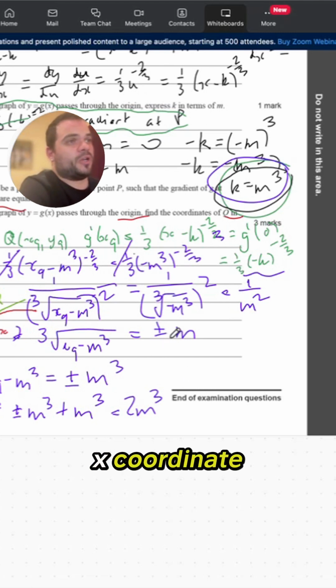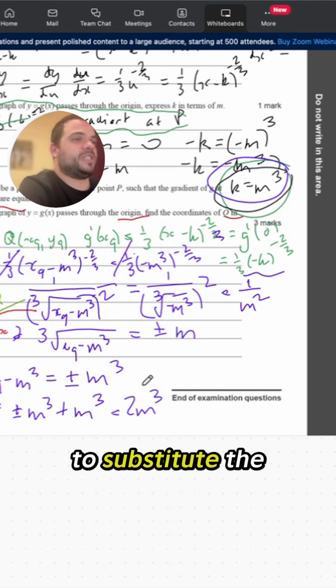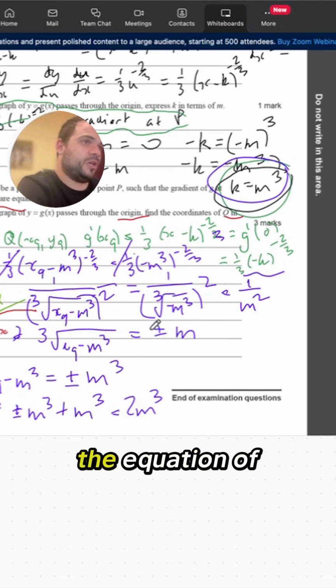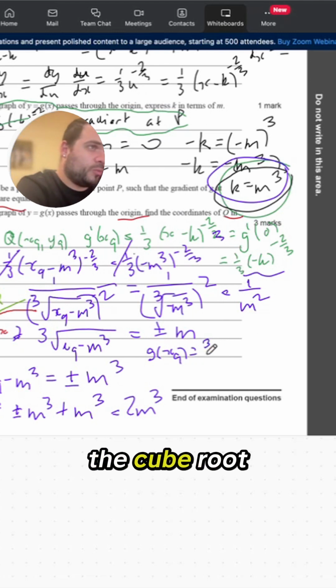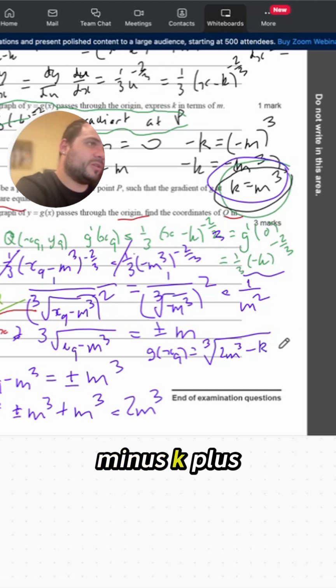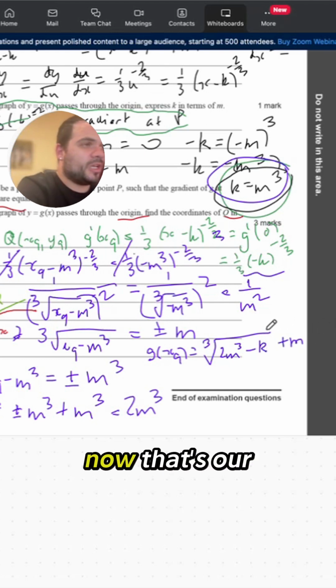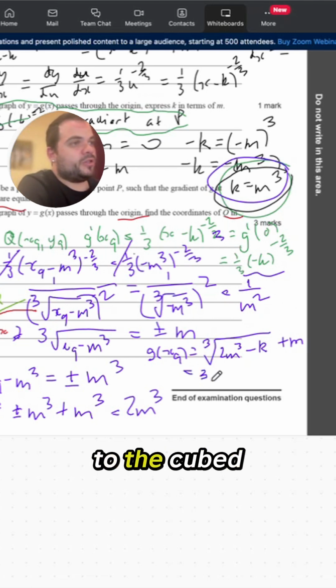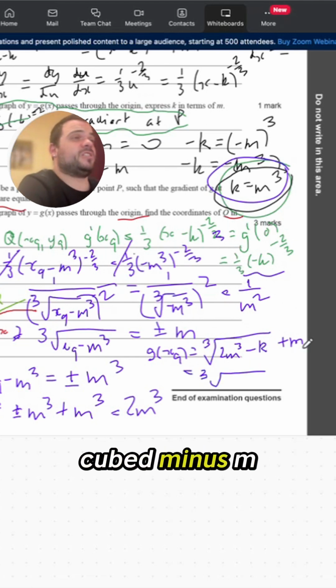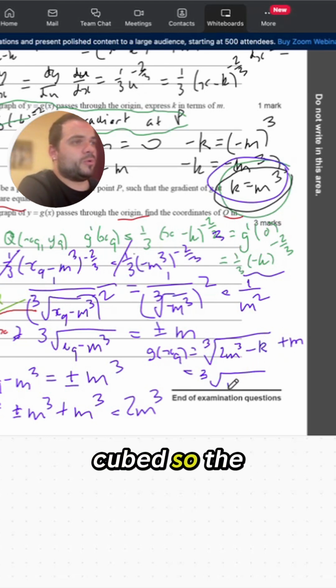So that's the x-coordinate. And then to get the y-coordinate, we just need to substitute the x-coordinate into the equation of the function. So g of xq is the cubed root of (x, which is 2m cubed, minus k) plus m. Now that's our function in terms of m and k, but we know that when it passes through the origin that k is equal to m cubed. So this evaluates to the cubed root of (2m cubed minus m cubed), which is 1 m cubed. So the cubed root of m cubed, which is m, plus m.